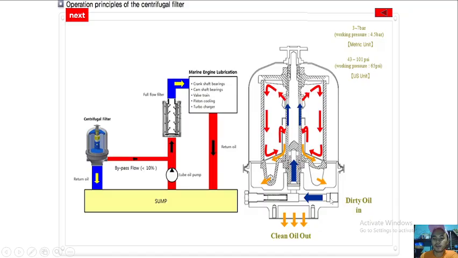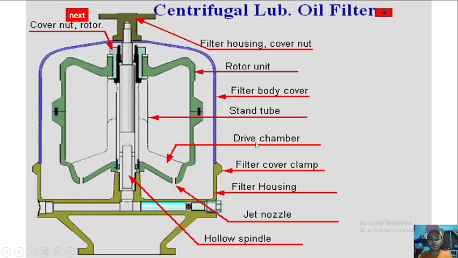Here, dirty oil goes inside to the center, occupying this space, the red one, and then it goes through here and then through the nozzle. When the oil goes out from the nozzle, it will help the centrifugal filter to rotate, and then the dirt or impurities will be stuck in the side of the housing, or in the rotor unit.